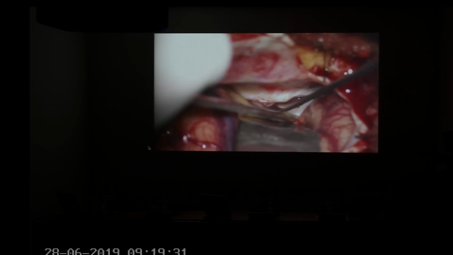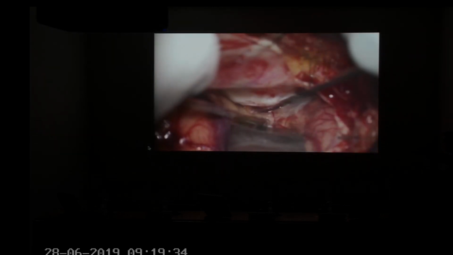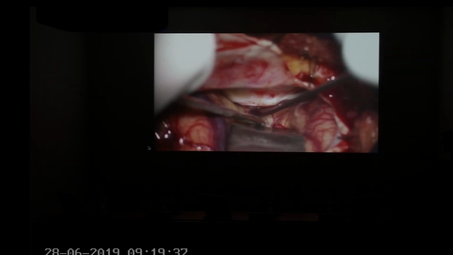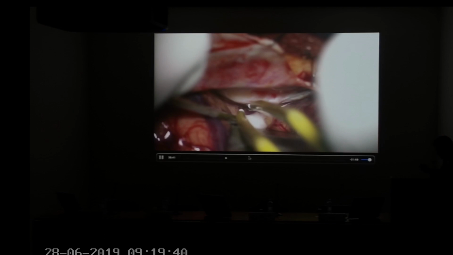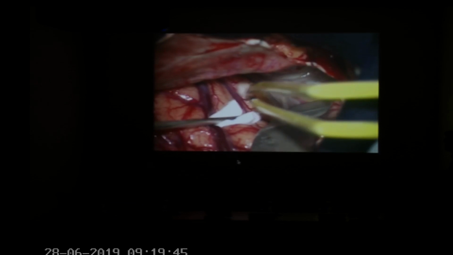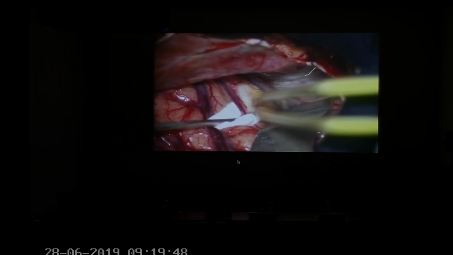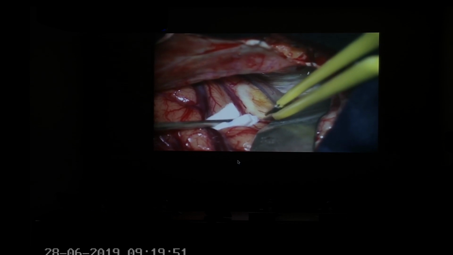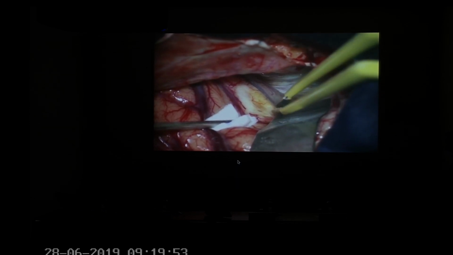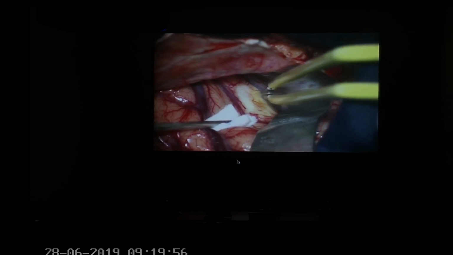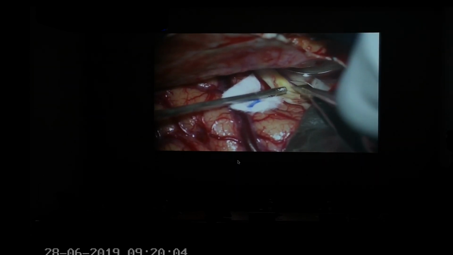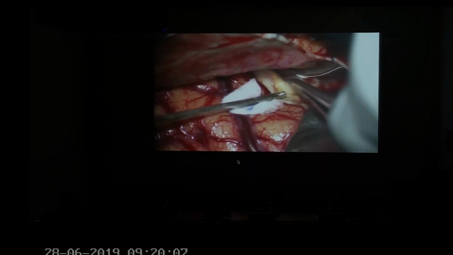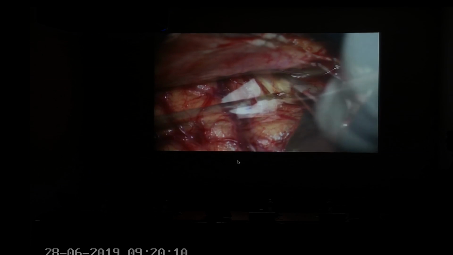We use some soft retraction to expose the inferior part of the temporal lobe. Some dissection and coagulation. The lesion was there. You can see the different aspects of this portion of the brain. We use neuronavigation, of course, but we try to respect the veins, clearly dissect, and remove this area.